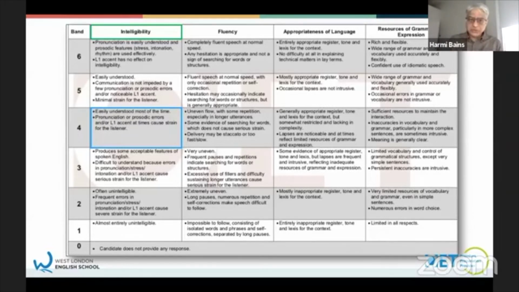That's the most important thing. That's all they want. They just want to make sure that they can understand you clearly. So don't worry too much about your accent, as long as you're easy to understand. So we've got intelligibility.